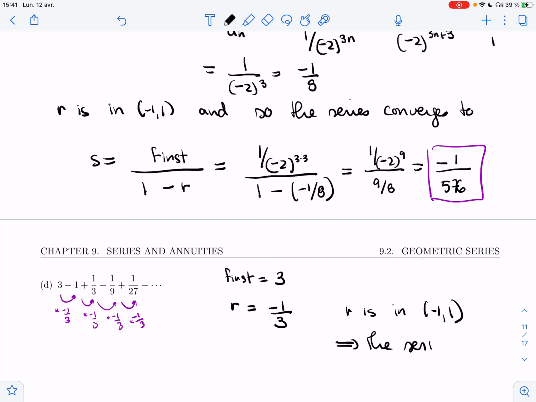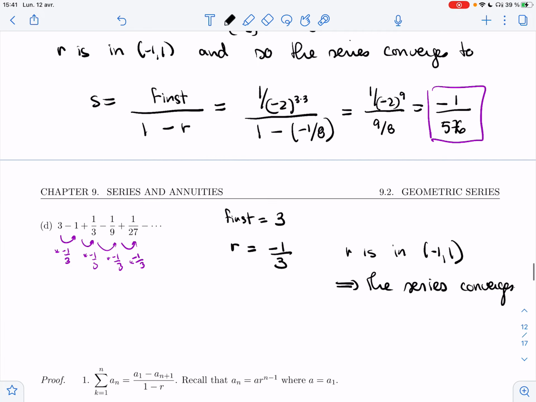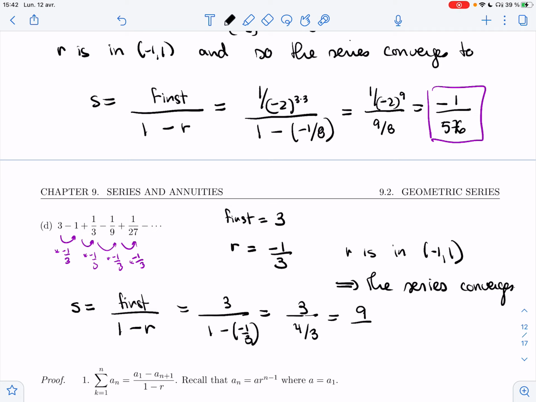In fact, it's kind of nice here because we have listed them. We can see how quickly they shrink to 0. And so the terms you're adding shrink really fast. And so the sum actually converges despite the fact that there are infinitely many terms. All right, and so the sum is first over 1 minus r. And so it's 3 over 1 minus minus a third, 3 over 4 thirds, I get 9 fourths.